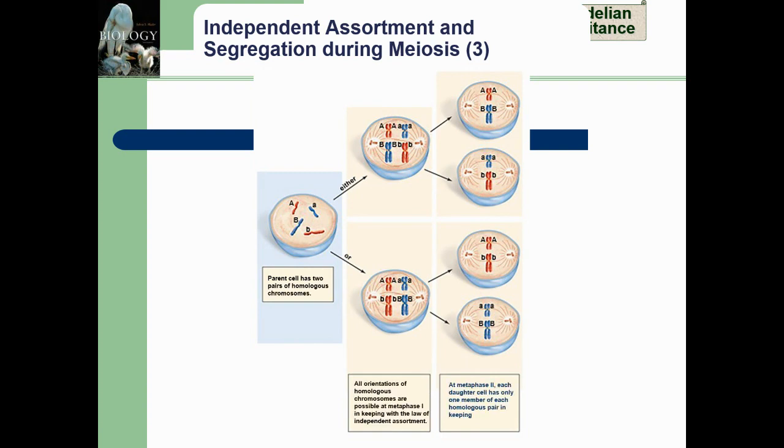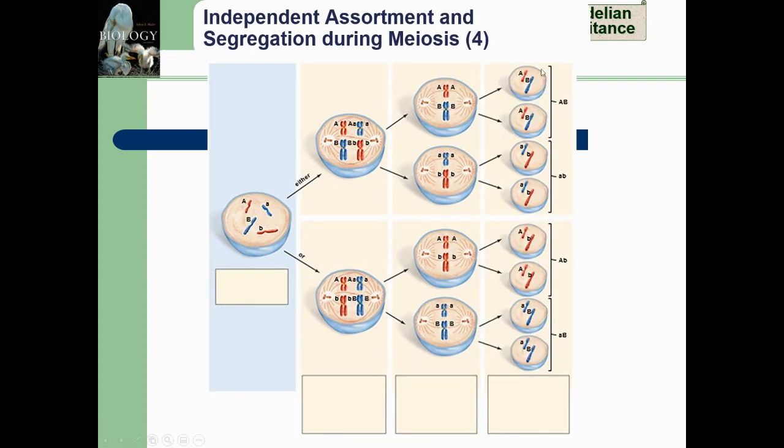So at metaphase, each daughter cell has 1 member of each homologous pair. So we're in meiosis 2 now, right? The sister chromatids have lined up and are separated in meiosis 2.